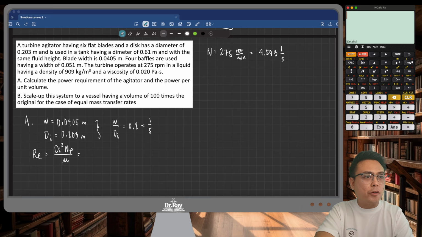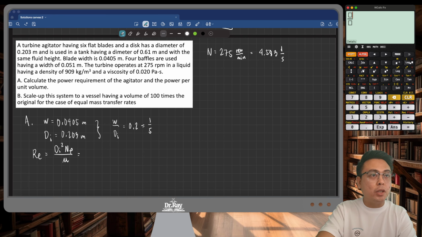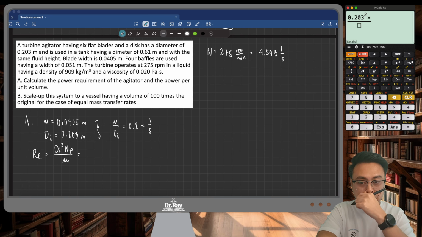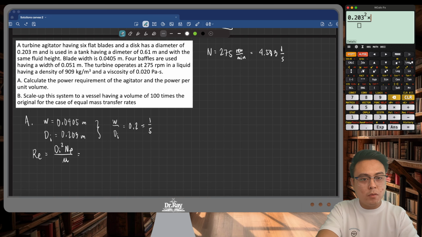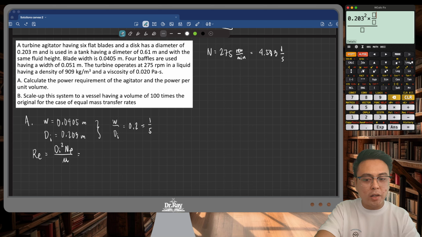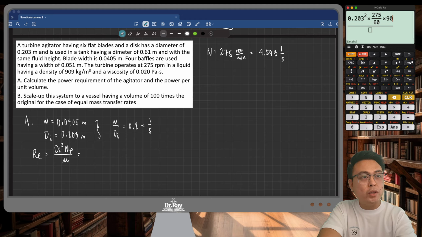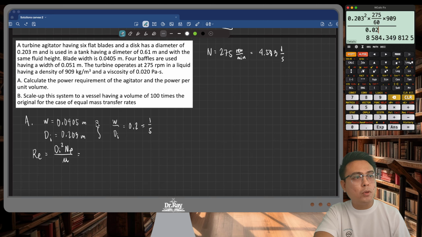Now substitute everything in the equation for the Reynolds number. That would be impeller diameter squared times impeller speed, okay, I'm going to substitute it directly. 275 divided by 60 times density of the fluid, that's 909 kilogram per cubic meter, over the viscosity of 0.02 Pascal second. The Reynolds number I'm getting is 8584. Or this is 8.6 times 10 raised to 3.